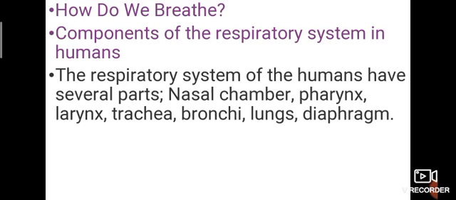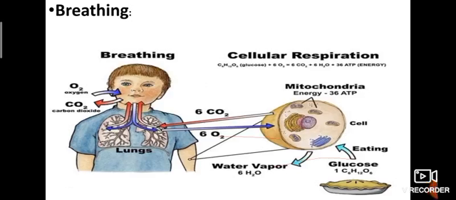Listen, the respiratory system of humans has several parts. What are they? Nasal chamber, pharynx, larynx, trachea, bronchi, lungs, and diaphragm. Okay. See this image, that is our breathing process. What is happening here? Yes, we take in oxygen while we inhale and release carbon dioxide while we exhale.